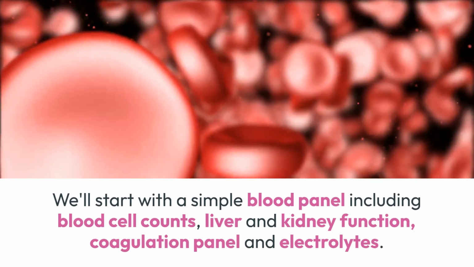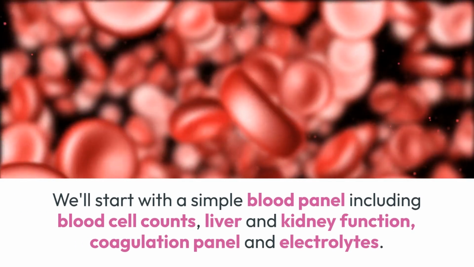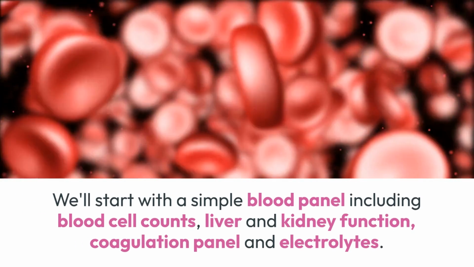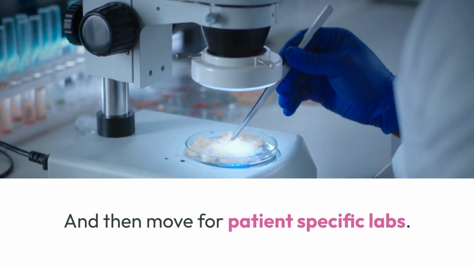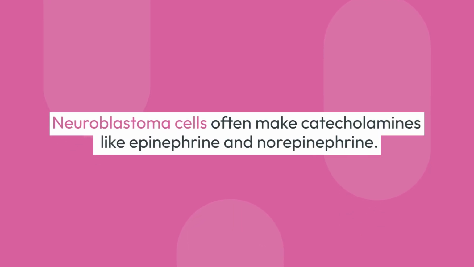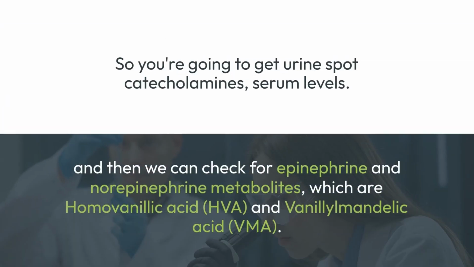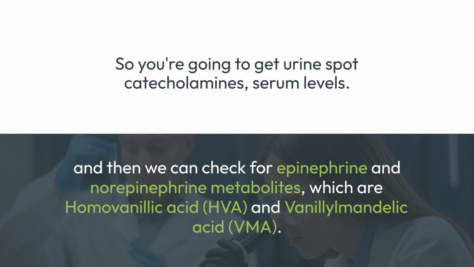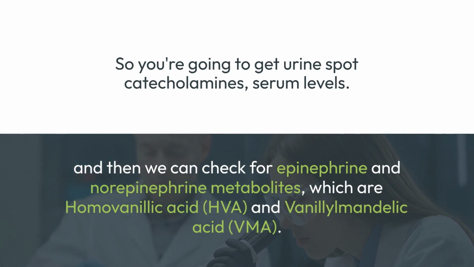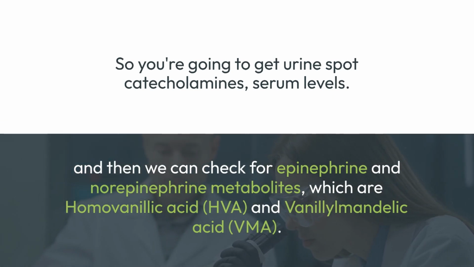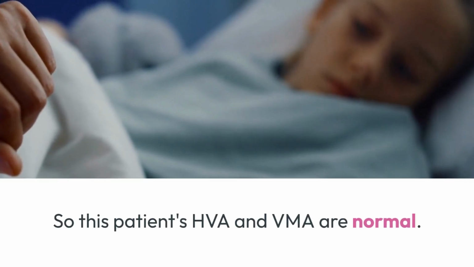What labs do you want? We'll start with a simple blood panel, including blood cell counts, liver and kidney function, coagulation panel, and electrolytes. For this patient, we'll move to the specific labs. Neuroblastoma cells often make catecholamines like epinephrine and norepinephrine. So you're going to get urine spot catecholamine serum levels. And then we can check for epinephrine and norepinephrine metabolites, which are homovanillic acid, HVA, and vanillylmandelic acid, VMA. So this patient's HVA and VMA are normal.